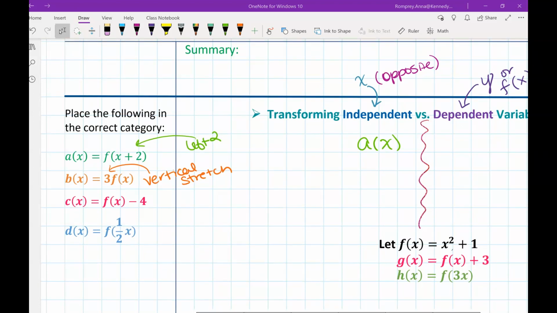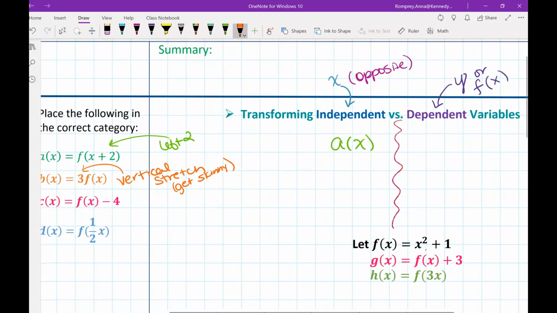A stretch because my y values are growing 3 times as fast. So my graph is going to, like I said, vertical stretch, so it's going to get skinny. Because think about it, if it was half f of x, that means all my y values would be cut in half, so they would be growing half as fast. So vertical stretch, so it's outside, so it is going to be affecting my dependent variable, affecting our y's.